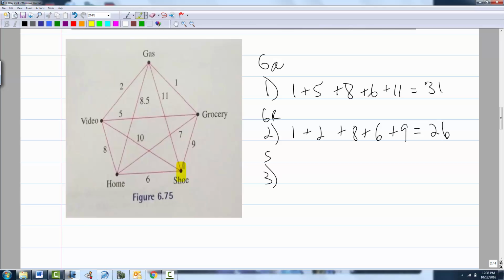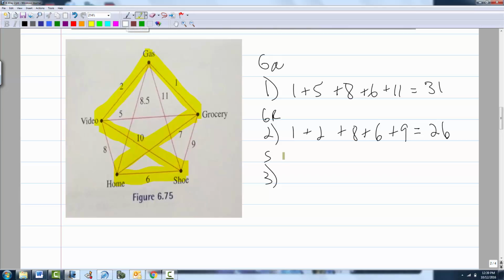Shoe. So this is the expectation of what you need to write as a student. Starting from the shoe store, where do I go? Home. Where do I go? 8, 8.5, 7. 7. Where do I go next? Gas, 1. Where do I go next? Video, 2. Where do I go next? Back to the shoe store, which is a 10.